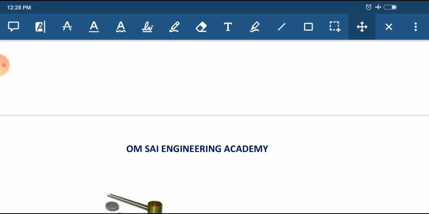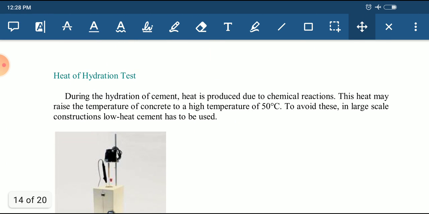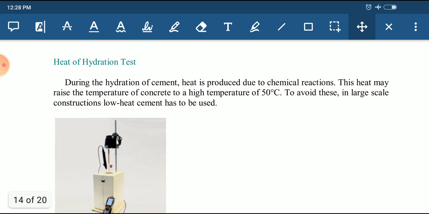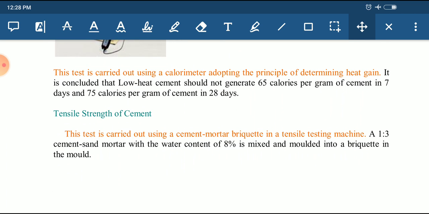Okay, next, the heat of hydration test. During the hydration of cement, heat is produced due to chemical reactions. This is one thing you have to remember. Next, this test is carried out using a calorimeter, adopting the principle of determining the heat of hydration. Next one is the tensile strength test of cement. The test is carried out using cement mortar.